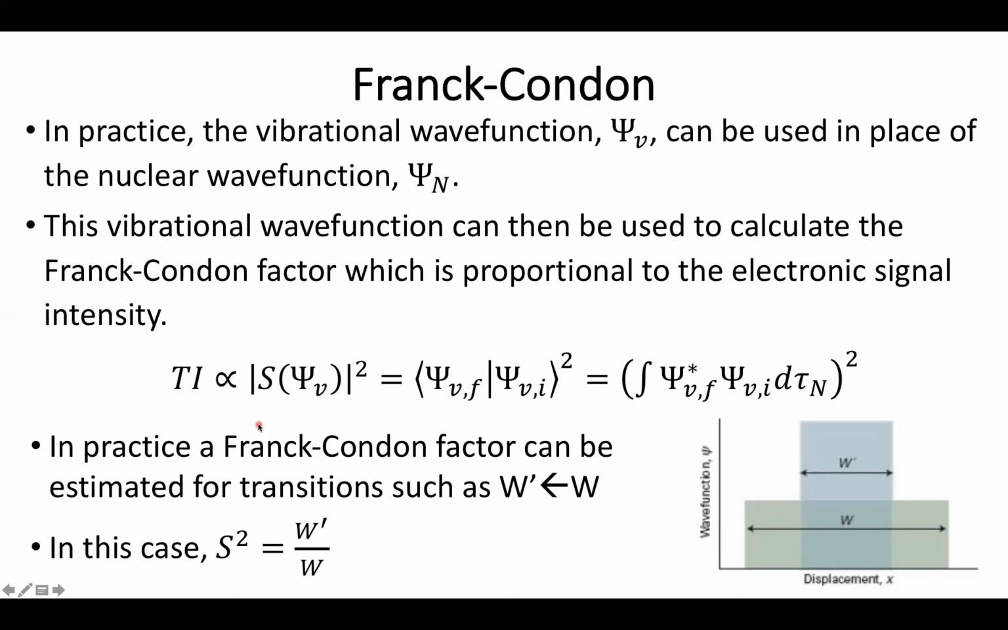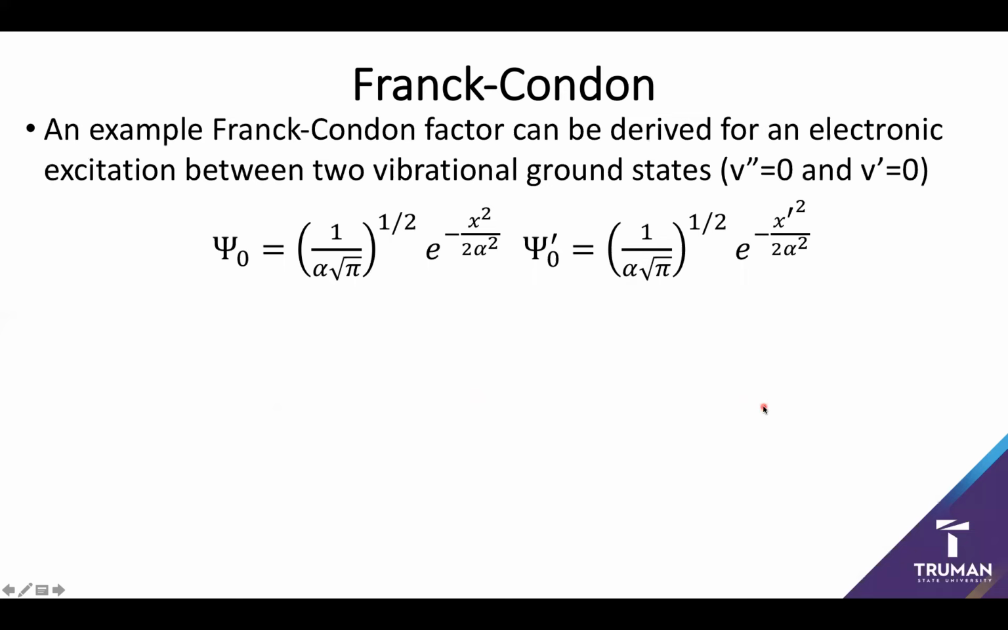So let's go ahead and look at a quick example of this Franck-Condon factor for a real set of vibrational wave functions. The simplest system, if we were going to try and find a good vibrational wave function, is going to be the ground states. So we're going to look at the excitation in between two vibrational ground states. We're going to try and excite from an electronic ground state to an excited state, here given by sigma prime.